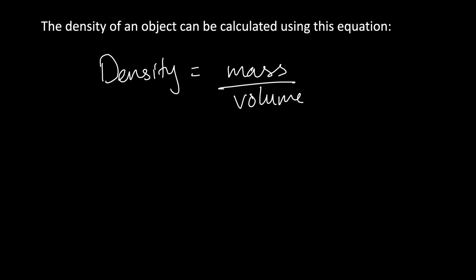Density is equal to mass divided by volume, where density can be given by the symbol ρ. Mass is given by m, and volume is given by v. The unit of mass, as we know, is kilogram. The unit of volume is meter cubed, and therefore the unit of density is kilogram per meter cubed.